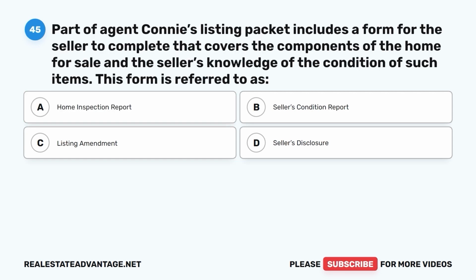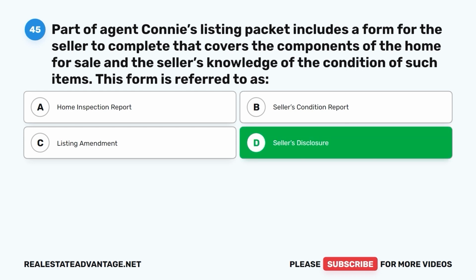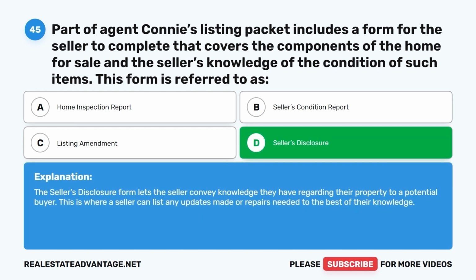Question 45. Part of Agent Connie's listing packet includes a form for the seller to complete that covers the components of the home for sale and the seller's knowledge of the condition of such items. This form is referred to as A. Home Inspection Report, B. Seller's Condition Report, C. Listing Amendment, D. Seller's Disclosure. The correct answer is D. Seller's Disclosure. The seller's disclosure form lets the seller convey knowledge they have regarding their property to a potential buyer. This is where a seller can list any updates made or repairs needed to the best of their knowledge.